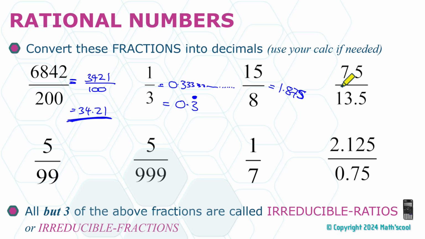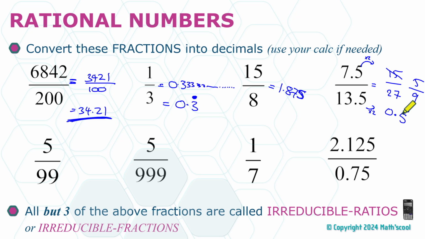So I'm going to just double the top and the bottom. I'm going to times the top by 2, I'm going to times the bottom by 2, and that doesn't change the fraction if you do that to the top and the bottom. So 15 over 27. And then I'm going to divide by 3, top and bottom. So that's going to give me 5 over 9. Now I happen to know 5 over 9 is 0.5 recurring.